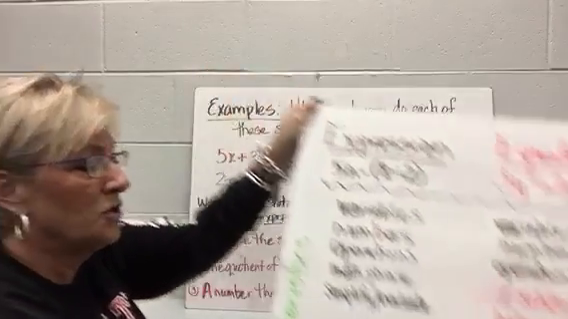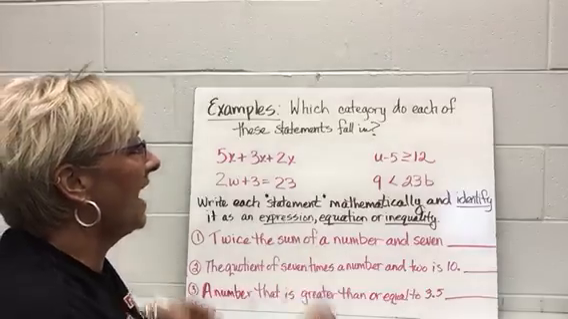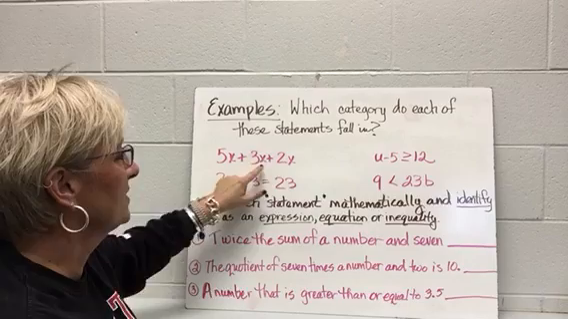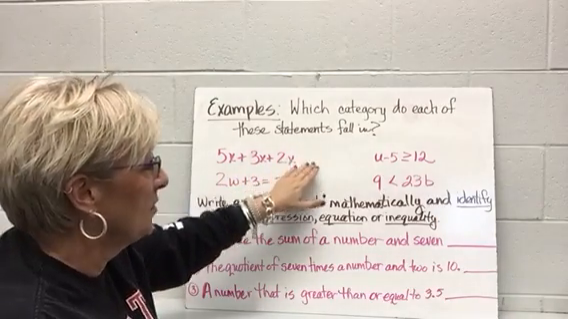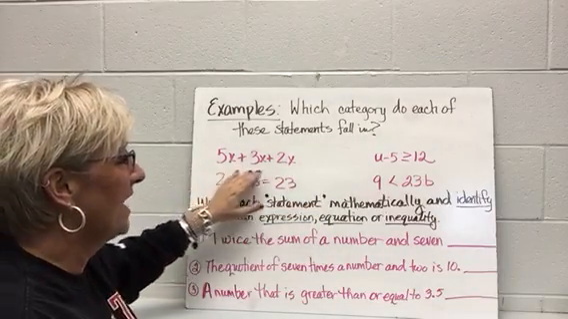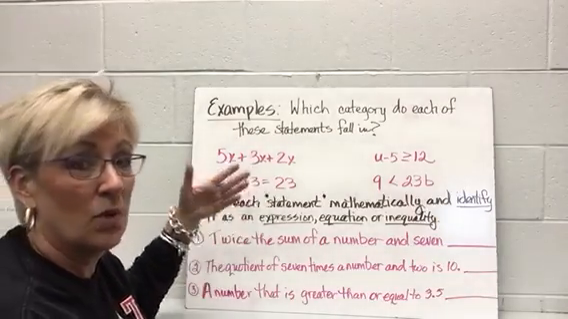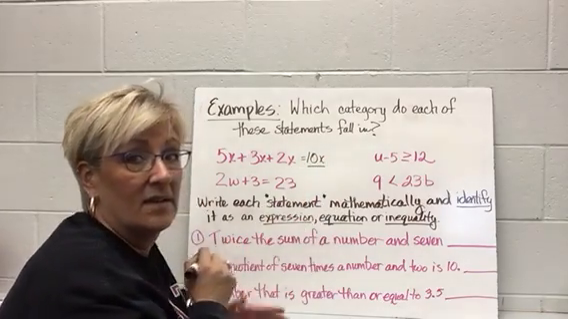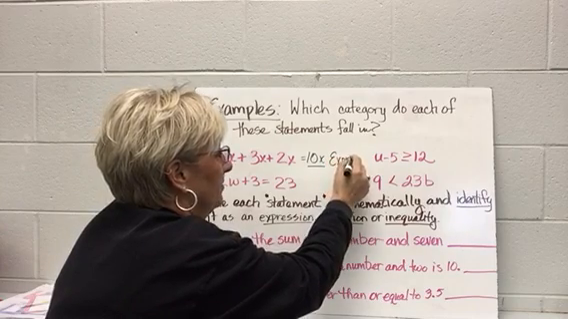I'm just doing a couple. Yes, you have more than these on your paper, but we're just going to do a couple of these. It says, which category do each of these statements fall in? I have 3x plus 5x plus 3x plus 2x. There's no equal sign, so it cannot be an equation. There's no inequality sign, so it cannot be an inequality. So it just makes a statement, and I could add all these together if I wanted to and end up having 10x, which at the same time is also what we call an expression.